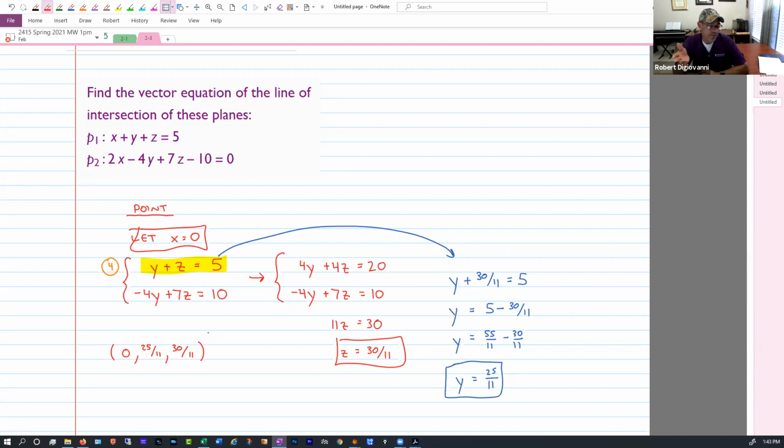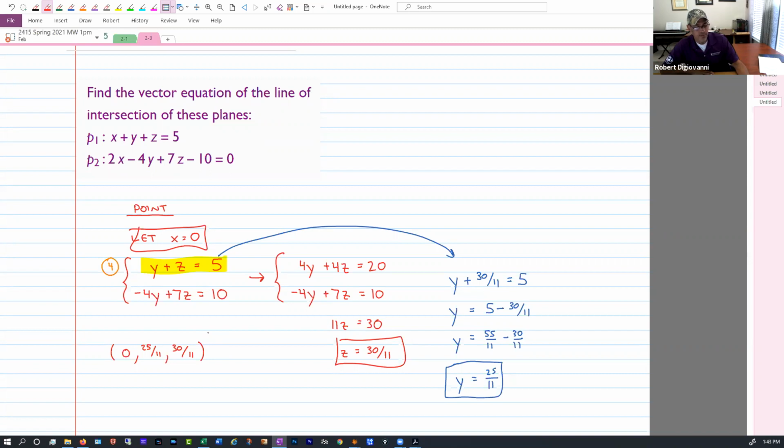So if somebody else would have said, hey, let's start this by doing z equals 0, they'll get a different point, right? If someone said let y be 0, they'll get a different point. But it doesn't matter. The equation of the plane will still work out the same, which is kind of amazing, but it will work out the same. All right, here we go.